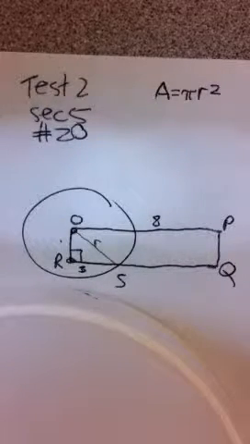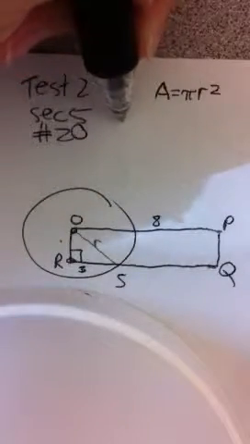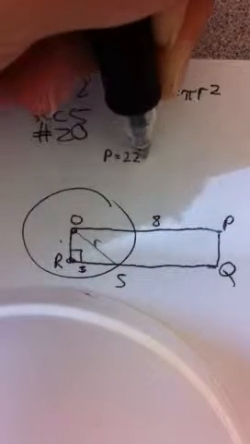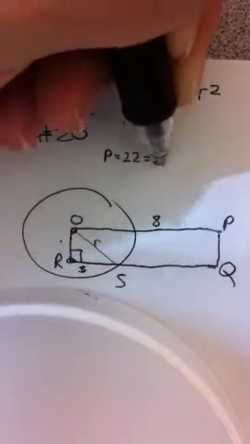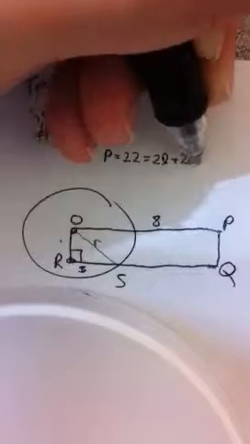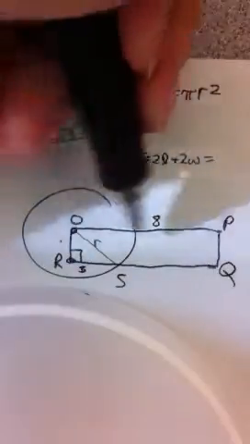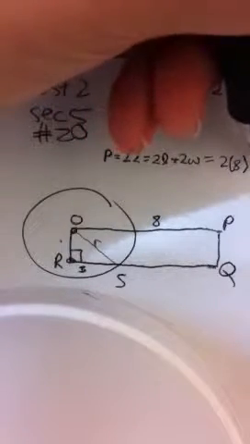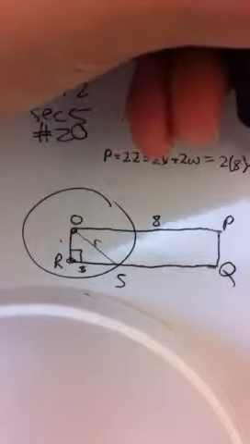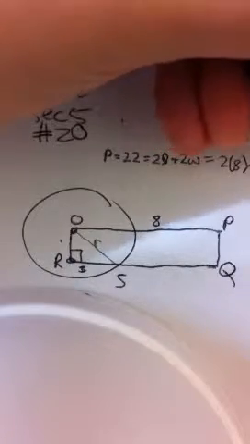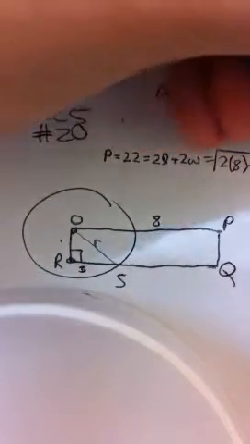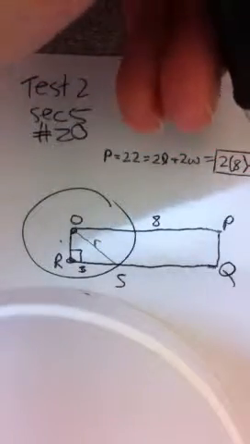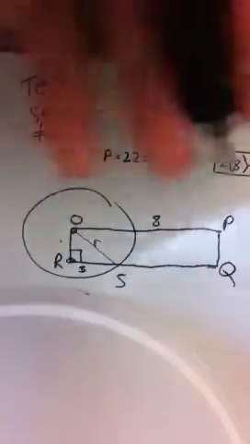Now, the perimeter of the rectangle, they say, equals 22. Perimeter equals 22, which must equal 2 lengths plus 2 widths. They already gave us the length, which is 8, so we can plug that in, 2 times 8, plus 2 width. So this is what we need to do to find length OR, which is our width.